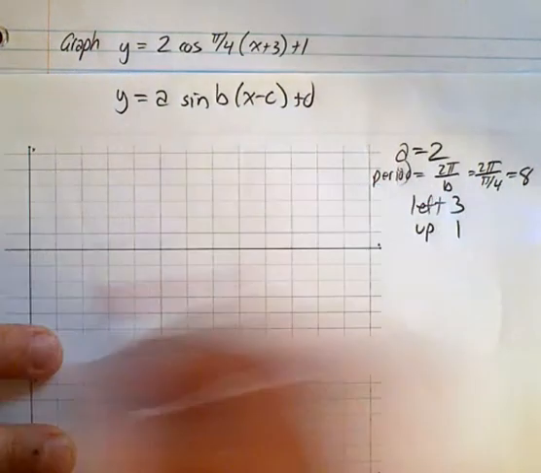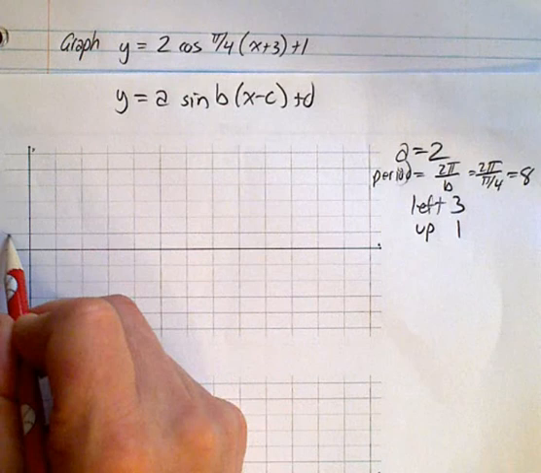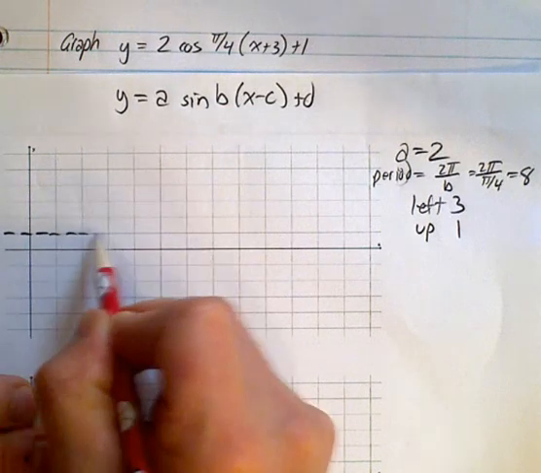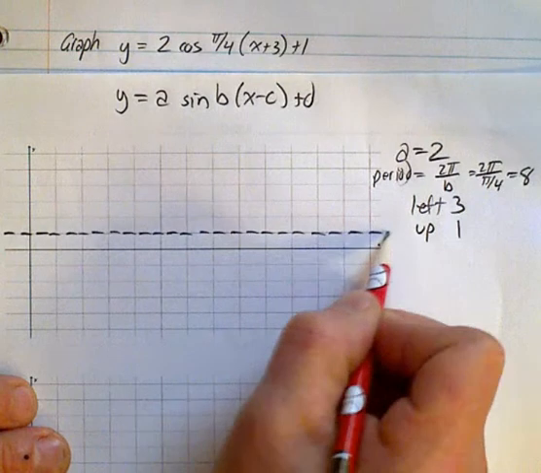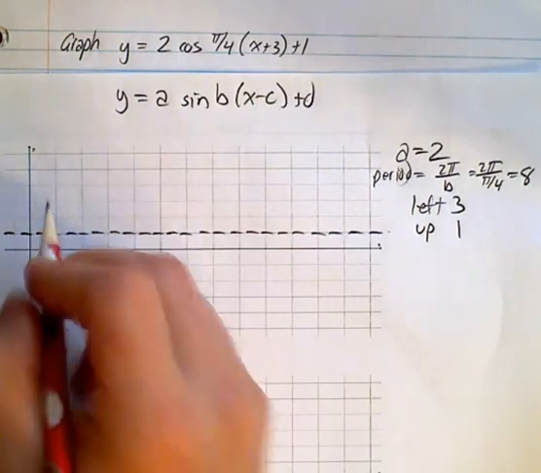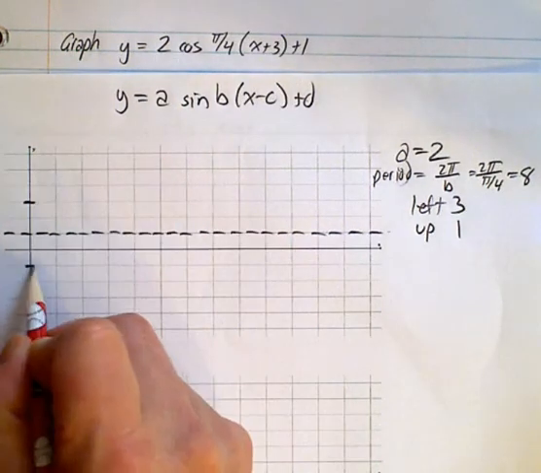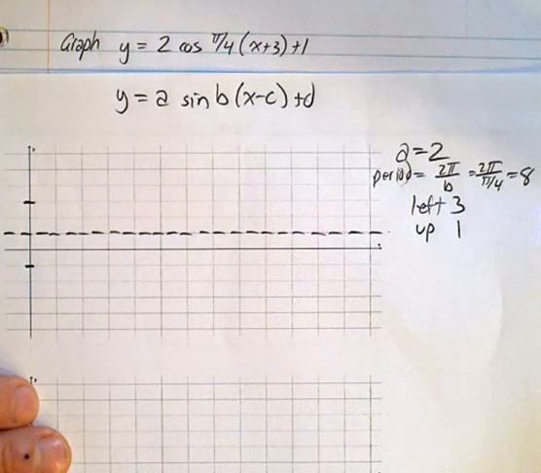I like to do the up 1 first right away. Boom, because here we go. That's my middle line. That's kind of like the x-axis, so this is sort of a reference point. Now I can see my amplitude is 2, so it goes up to here and it goes down to here. That gives you your parameters. Your graph now starts from there to there.